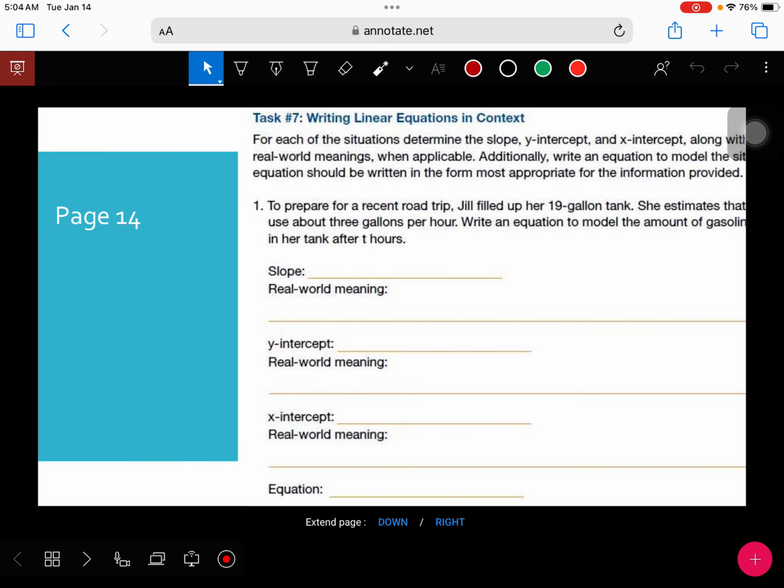All right, good morning. So, hopefully, you and a partner have been able to work on a couple of these problems on pages 14 and 15. And I'm going to go over the answers with you now so we can make sure that you are understanding this okay.